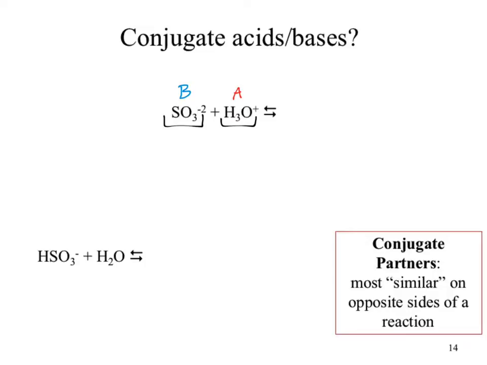H3O plus is likely an acid, and why? Because you can only have an acid if it has a hydrogen. Acids donate hydrogens. H3O plus has hydrogen, so it could act as an acid. Does SO3 minus 2 have a hydrogen? It's a base. Does it have a hydrogen? No, so can it act as an acid? No. So what does it act as? A base.